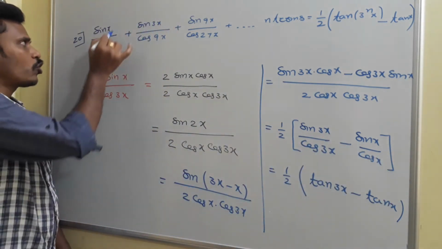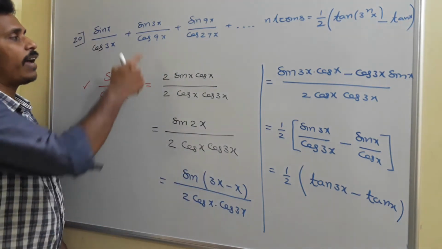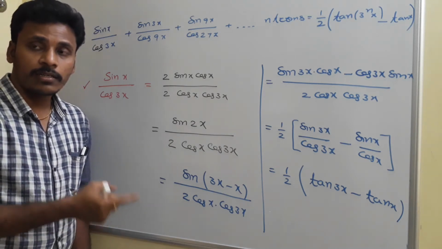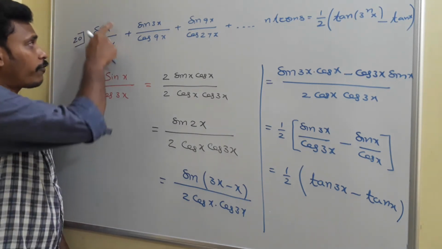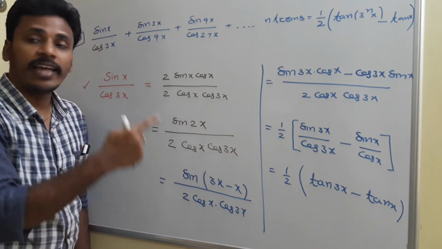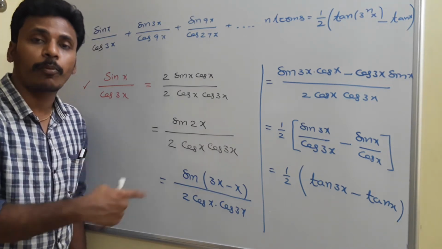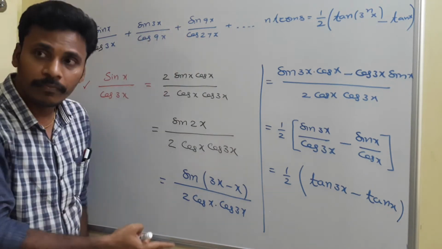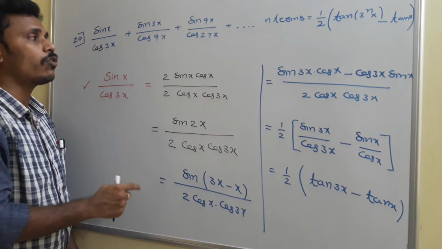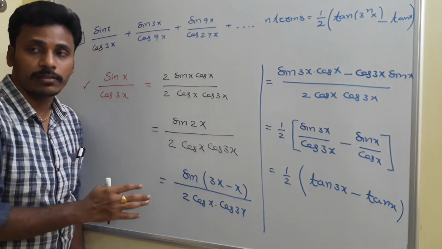Now I took the first term and I simplified it. In the next step, I will take the second one and simplify. Is it clear? You just identify it. The first one can be rewritten as half of tan 3x minus tan x. This type of rewriting is possible for each and every term. I will show the same way of writing for the second one also, and then we will generally write for the remaining. At the end we will add all those things.